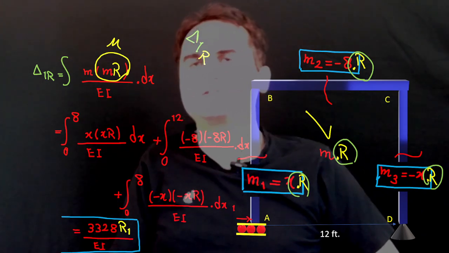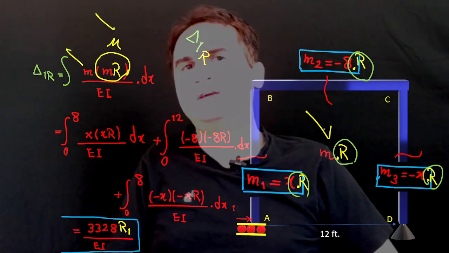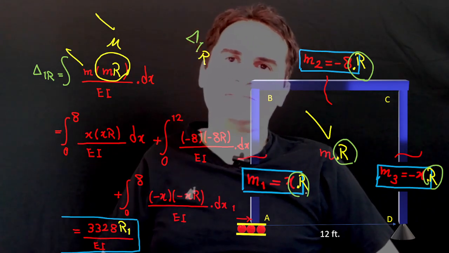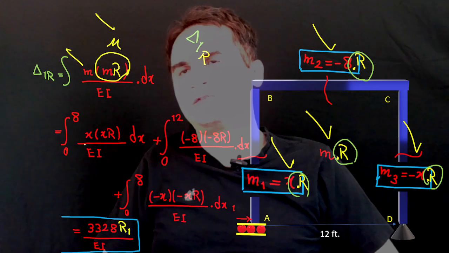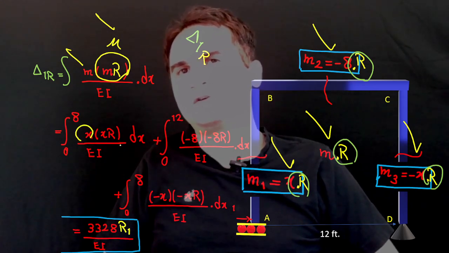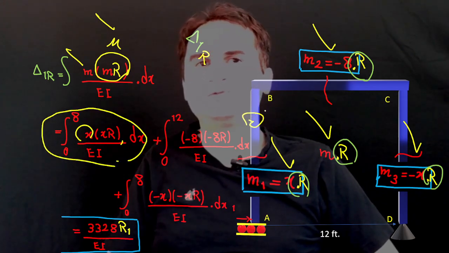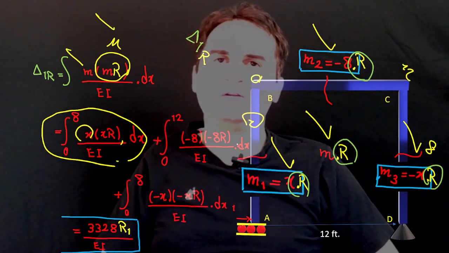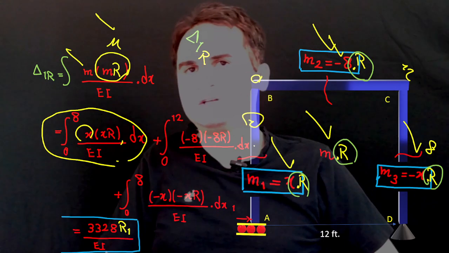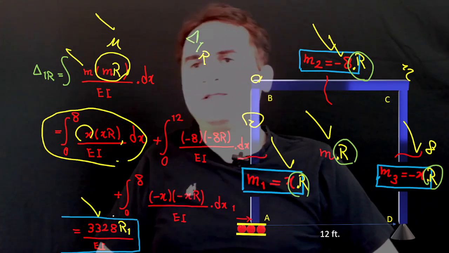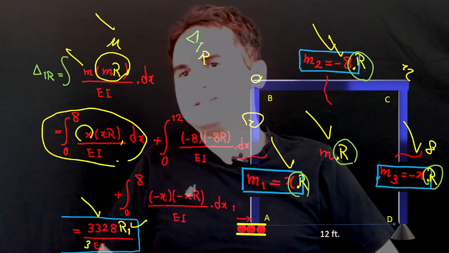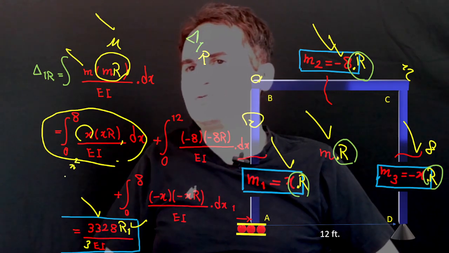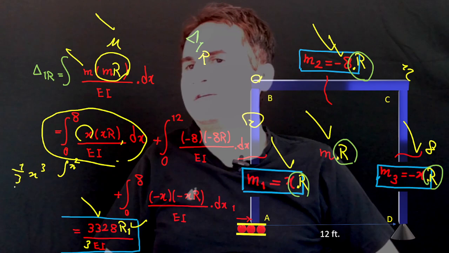As soon as you do that, it just gives you delta 1r is equal to small m capital M, which is just the redundant reaction times small m, and for m1 we have m2, we have m3, so we have all three parts. So small m x times r for part 1, from 0 to 8, which is the height of each vertical member, plus 0 to 12, and -8 times the reaction dx, plus the third part, and it just gives you 3328 times the reaction over 3 EI, because it is the integration of x squared, and it just gives you x cubed over 3. So it just comes here.